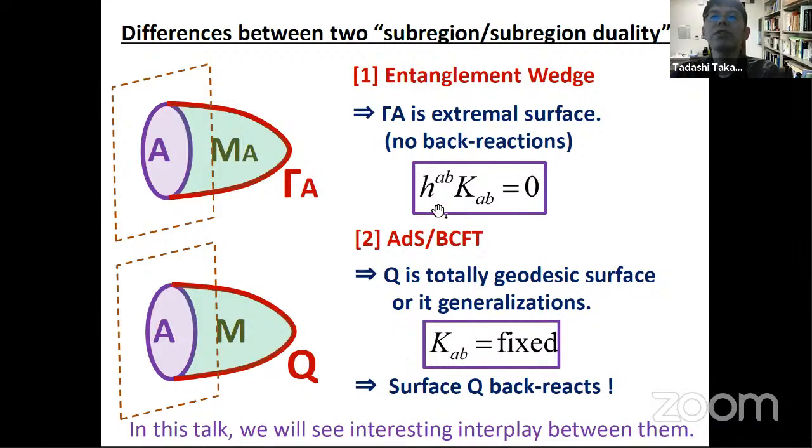In this first one, we don't need to take into account back reactions. We can just keep the same background and just calculate the extremal surface area. That is the entanglement wedge and entanglement entropy. But in AdS/BCFT, we have to, in general, take into account back reaction. In this talk, we will see a very interesting connection between them, especially as we consider entanglement wedges in the context of this AdS/BCFT correspondence.